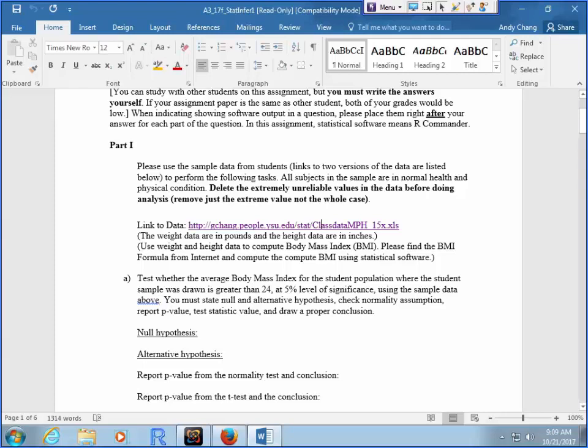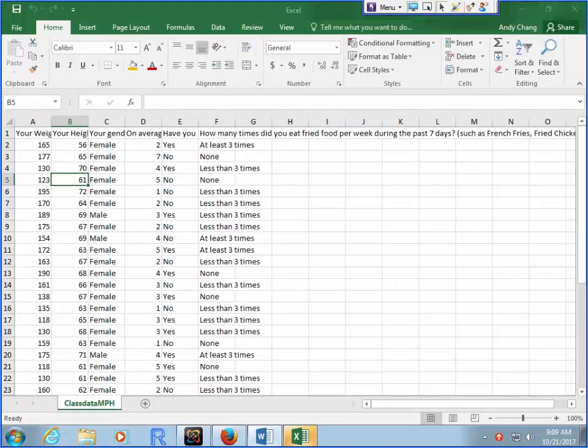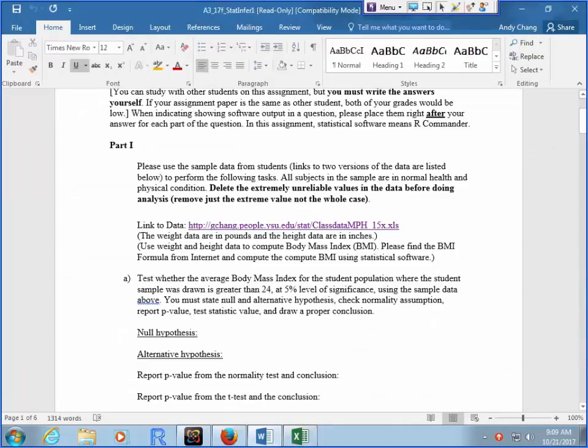For this assignment, you would use this Excel data for analysis. And the first question is actually a one sample t-test example. You want to test whether the average body mass index for the student population, where the sample is from, is greater than 24 or not. And you want to test that at 5% level of significance. So that's the alpha level.